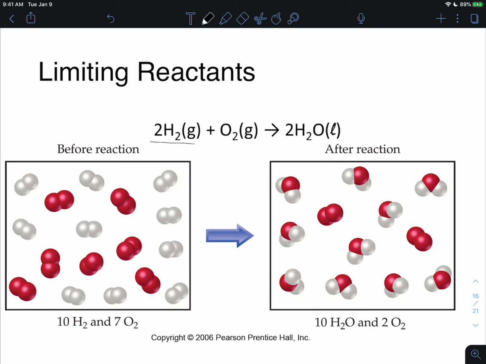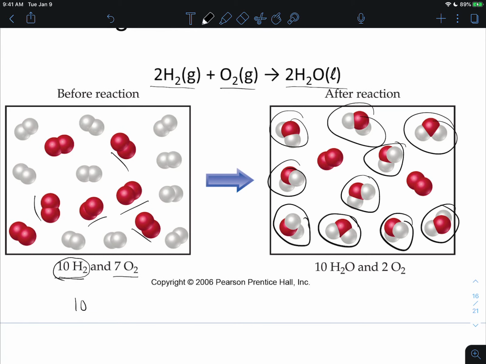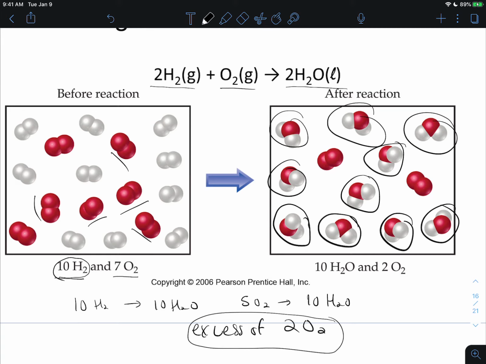We've got 2 molecules of H2 reacting with 1 molecule of O2 to produce 2 molecules of H2O. If we start out with 10 molecules of H2 and 7 molecules of O2, after the reaction proceeds, all 10 of the H2 molecules get incorporated into 10 molecules of H2O, but only 5 of our O2 molecules are converted into H2O. So 10 H2 goes to 10 H2O, and 5 O2 goes to 10 H2O. And we have an excess of 2 molecules of O2. So at the end, we're going to have 2 molecules of O2 left over. We would say that our H2 is limiting and our O2 is in excess.